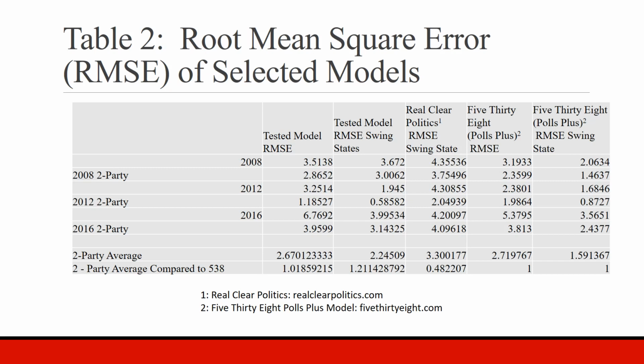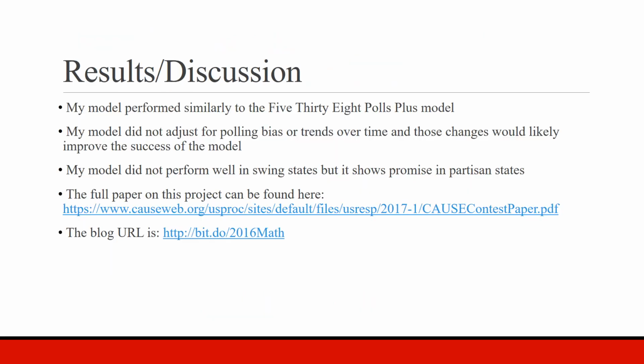In swing states, my model was more accurate compared to the Real Clear Politics average, but was slightly less accurate compared to the 538 polls plus model in swing states. I think this is the most important measurement of the success of a model because it looks at the accuracy of a model of predicting the actual election result and the margin between the 2 major candidates.